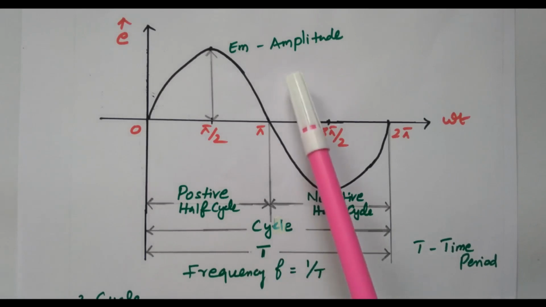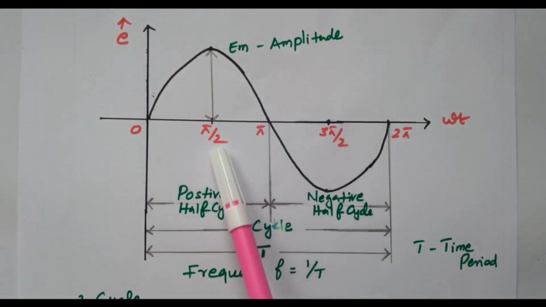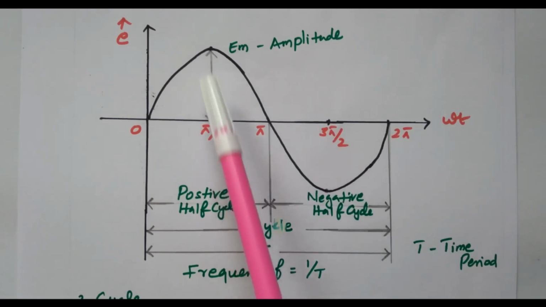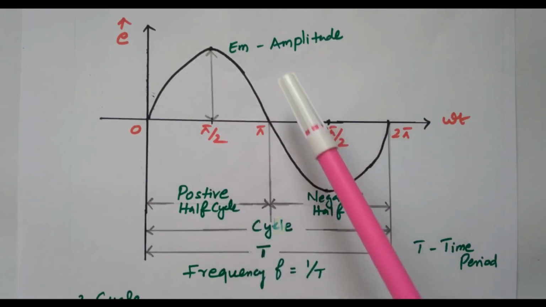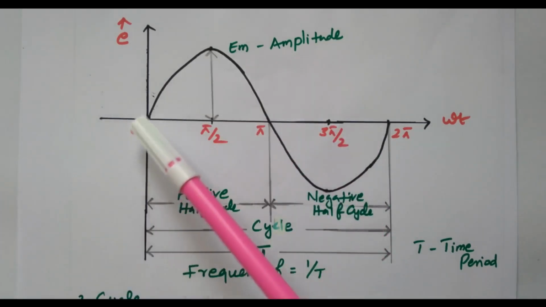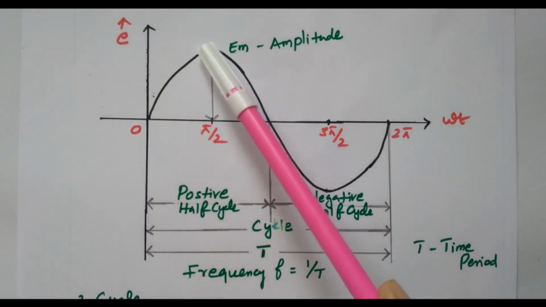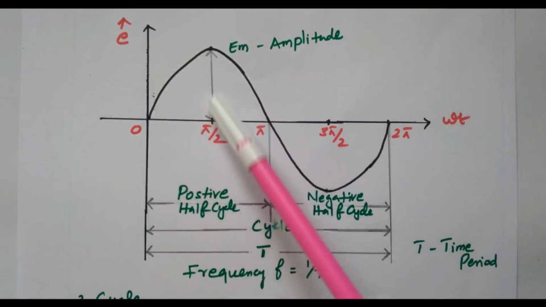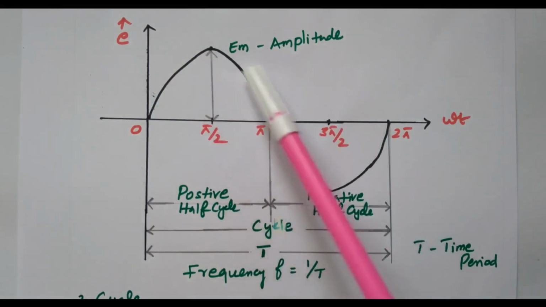So what is amplitude? The maximum value is called the amplitude, where it is available at pi by 2, that is sine pi by 2, sine 90, we have the maximum value. So this is the maximum value. Amplitude is nothing but the maximum value. So here it is 0, then keeps on increasing, and at this point it reaches the maximum value, so this amplitude is nothing but the maximum value.